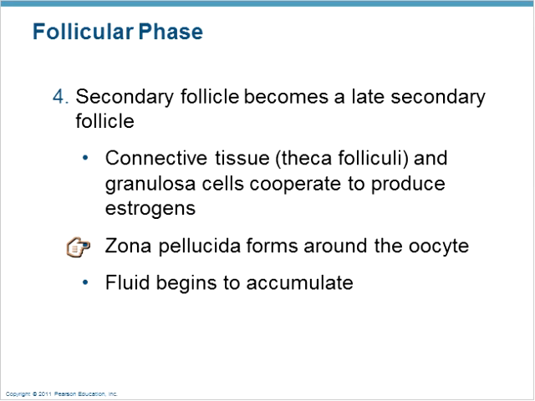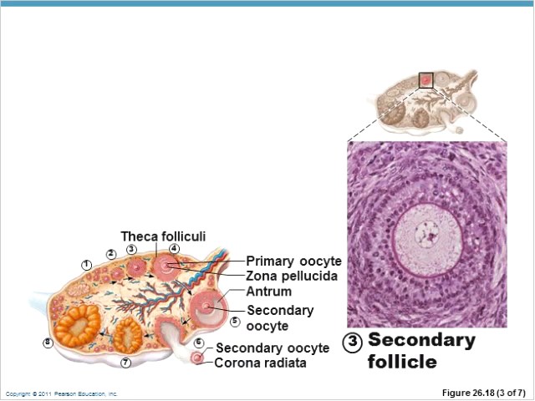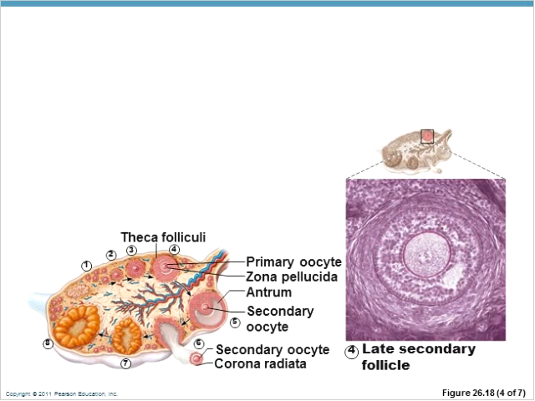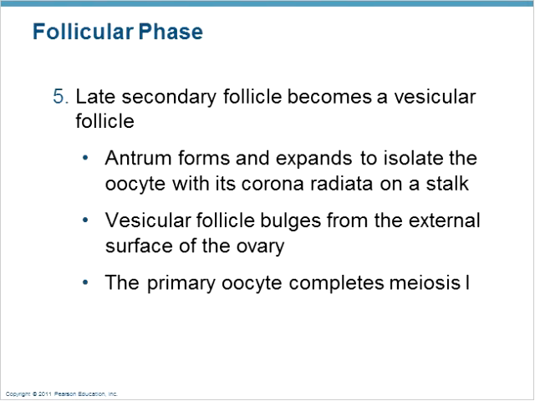The zona pellucida forms around the oocyte, and fluid begins to accumulate. You can see that there's the zona pellucida, and it develops the antrum, so it develops a little pool of fluid inside, which creates this little antrum, or this little opening within the follicle proper. And you get a feel for that late secondary follicle right there.